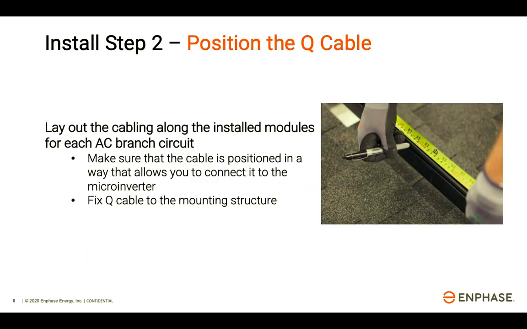Position the Q cable. Plan each cable segment to allow Q connectors on the Enphase Q cable to align with each AC module. Using your landscape Q cabling, allow for extra length for slack, cable turns and any obstructions. Mark the approximate centers of each of the PV modules on the PV framing. Lay out the cabling, making sure that the cabling is positioned in a way that allows you to connect it up for the microinverter underneath each solar module.